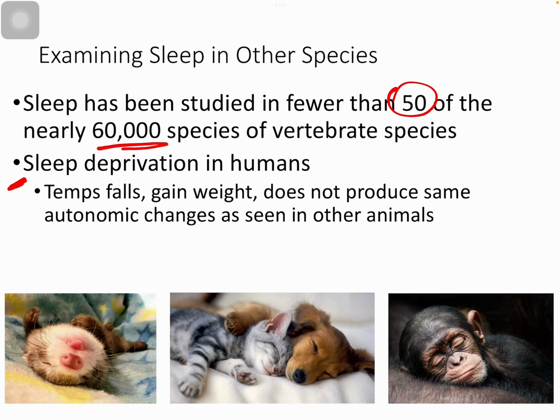So for humans, we see that our temperatures tend to fall, we tend to gain weight. We see these different autonomic changes that in some cases are opposite in other animals. And so, we've only studied roughly 50 species. We already know that there's really significant differences in how some animals sleep in terms of the amount of hours that they need and the physiological changes that we see during sleep.